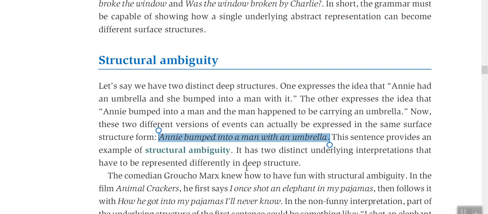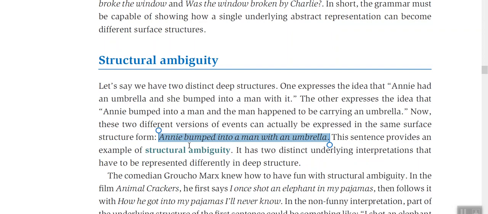This is the surface structure. Annie is the name of a woman. Bumped means knocked, whacked. Annie bumped into a man with an umbrella. This sentence is an example of structural ambiguity. Why is it ambiguous? Well, here we have two distinct deep structures for this sentence, two meanings.